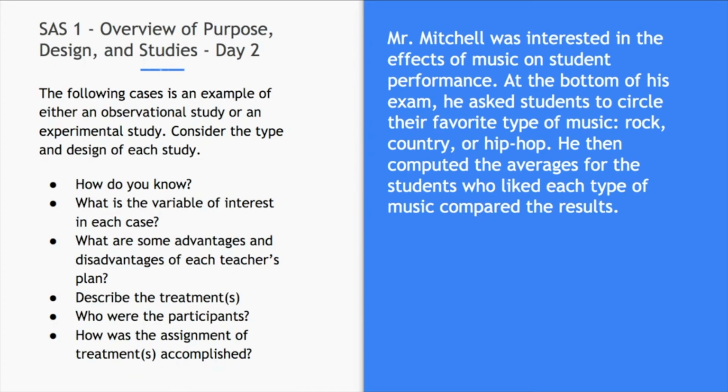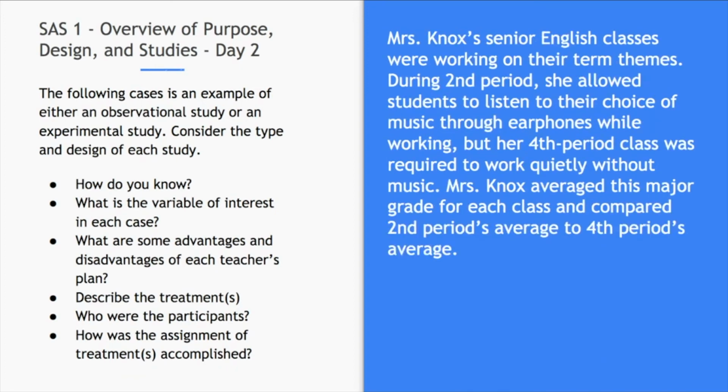All right. He was interested in the effects of music on students' performance. At the bottom of the exam, he asked students to circle their favorite type of music. He then computed the averages for students who liked each type of music. Now, what is this? It's a survey. A survey is an observational study. The advantage is it's very simple for the teacher to conduct, okay? There's no treatments though, right? Participants were the students, and the assignment of the treatment, no, there's no treatment accomplished. It's just they give them questions.